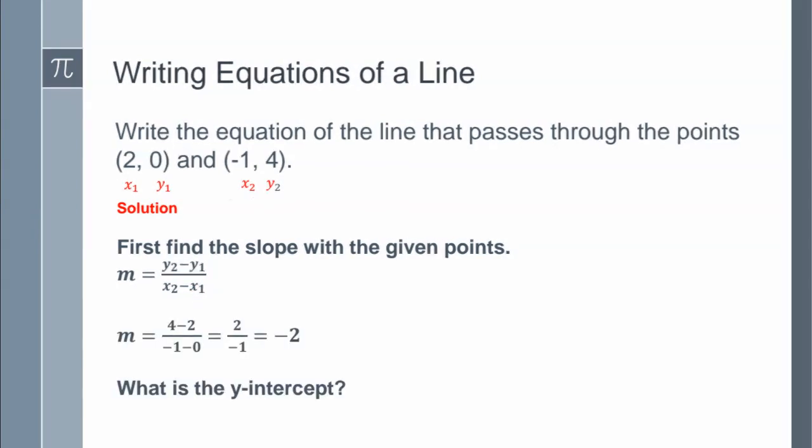So y2 is 4, and then y1 should be a 0 here. So let me just rewrite it with my pen. Give me a second.